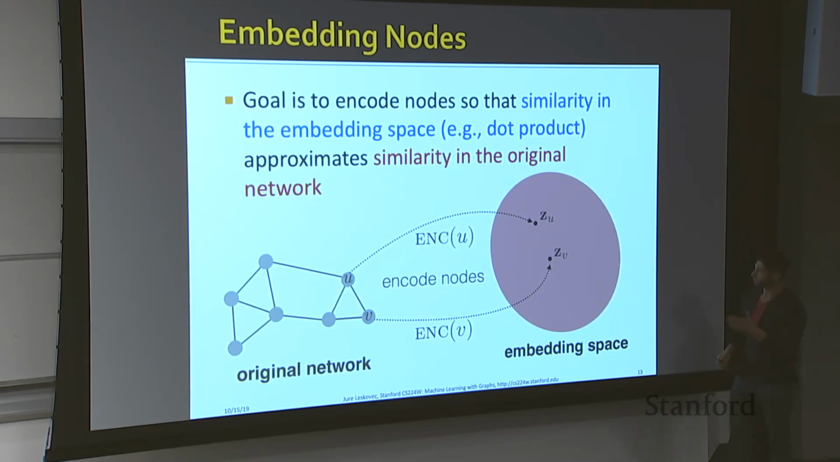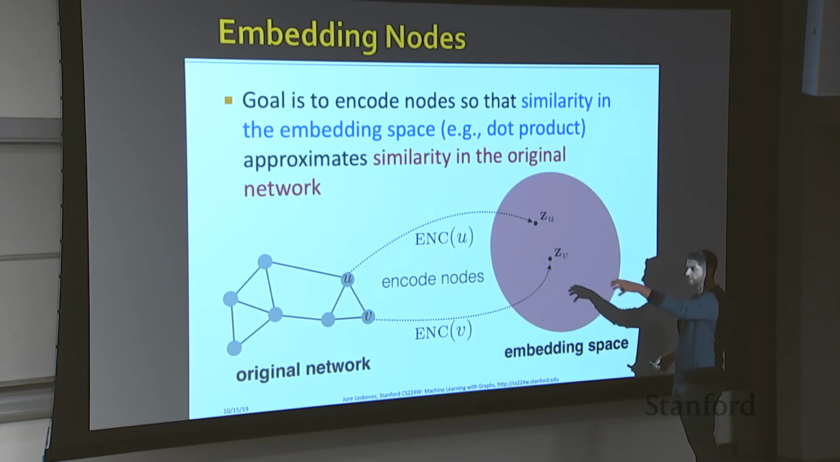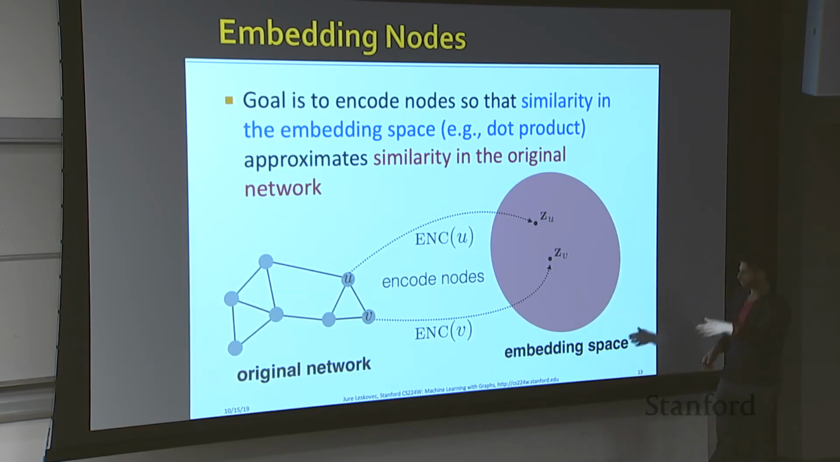You need to first decide what kind of similarity you want to capture in your original network, and then you can produce your encoding function. And the techniques that we're going to be seeing today will not only try to capture the adjacency, but we're also going to be seeing the structural roles. So you will get a full overview.